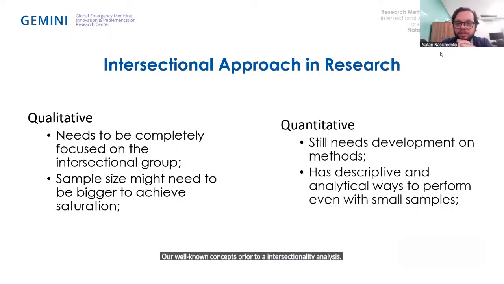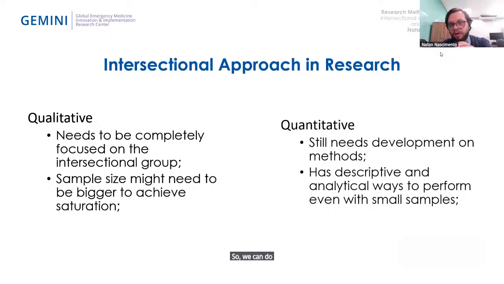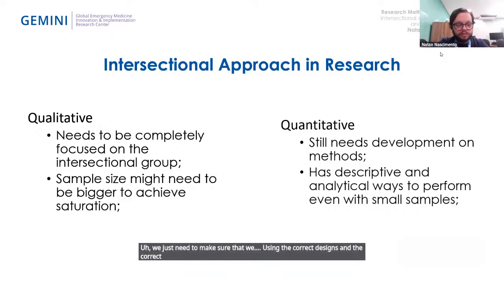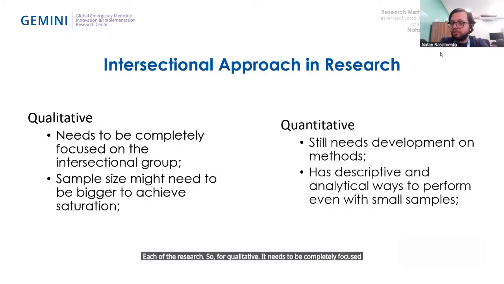Also, now I'm going to go to a more practical part of the talk. That is how we can perform qualitative and quantitative intersectional analysis. So we can do both. It's not a problem. And we can do mixed methods as well. We just need to make sure that we're using the correct designs and the correct analysis for each of the research. So for qualitative, it needs to be completely focused on the intersectional group.